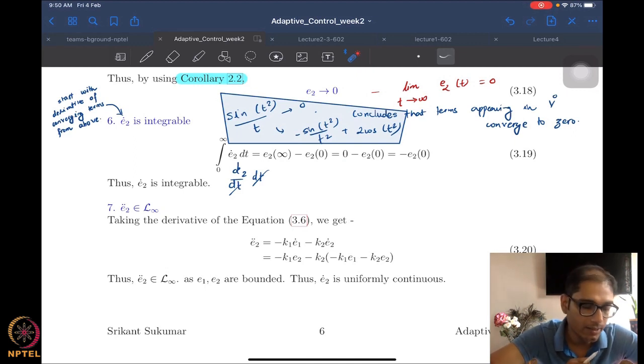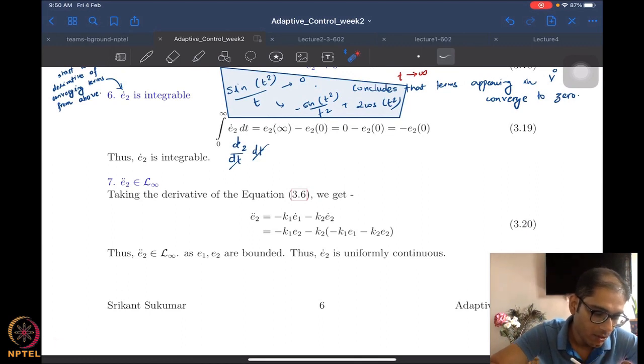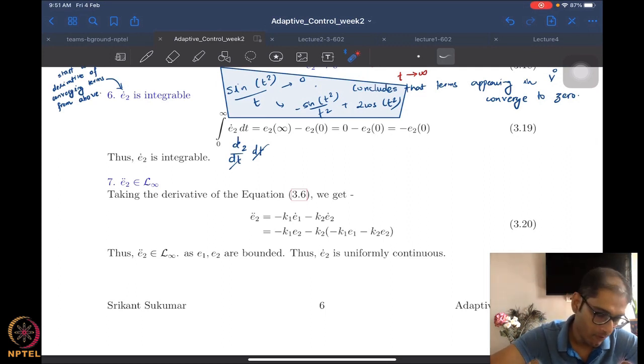Otherwise this would not have been possible. If we had not proven that E2 had a limit as t goes to infinity, then this step would have been impossible. Excellent. So I hope we understand that quite well. Because we have this step, the integral of E2 dot dt from 0 to infinity is just minus E2 at 0. And this is a finite integral because your error started at a finite value. Therefore, this helps us conclude that E2 dot is an integrable signal.